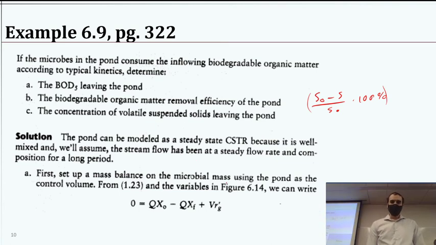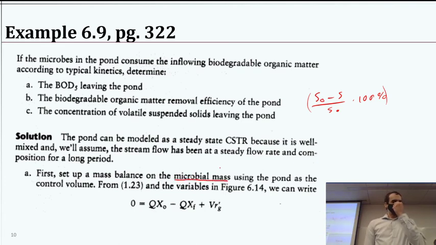And the variables in figure 6.14, we can write it as this: 0 equals Q X naught. So that's what's coming in. And this is a mass balance on the microbial mass.